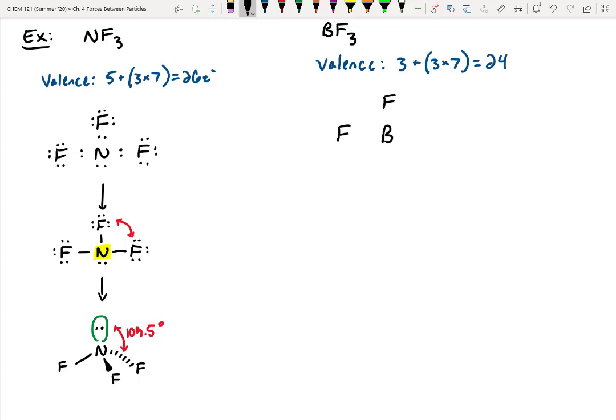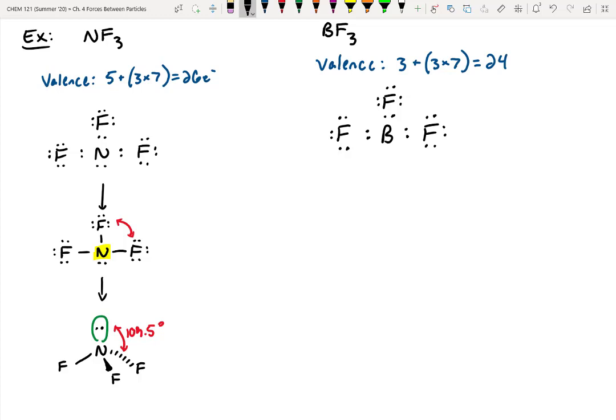But there's going to be a subtle difference. So we've got 3 fluorines. We know we have to have bonding pairs between them, so I'll go ahead and fill those in. So we've got 2, 4, 6. We've got 18 electrons left to fill in. So let's go ahead and do that. I'll count to 18. 1, 2, 3, 4, 5, 6, 7, 8, 9, 10, 11, 12, 13, 14, 15, 16, 17, 18.